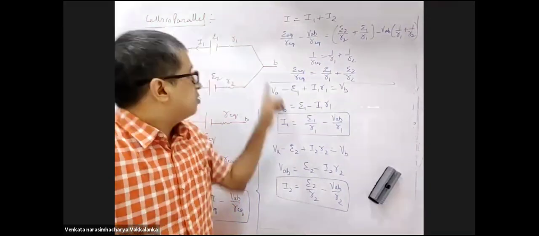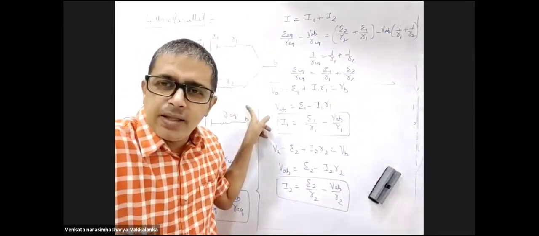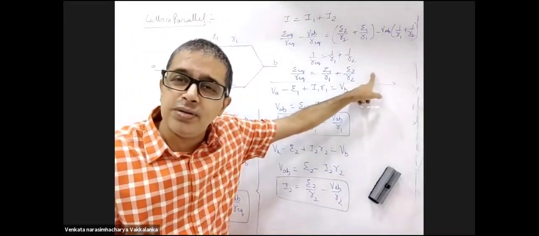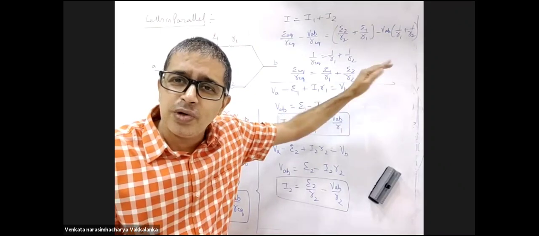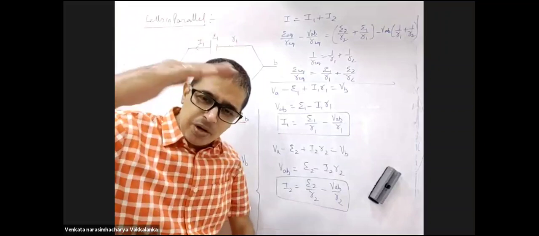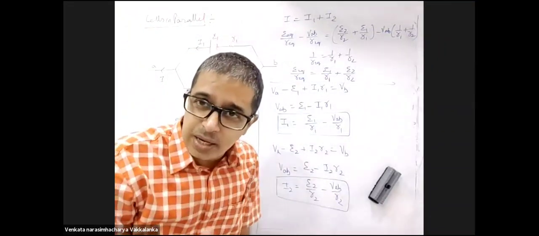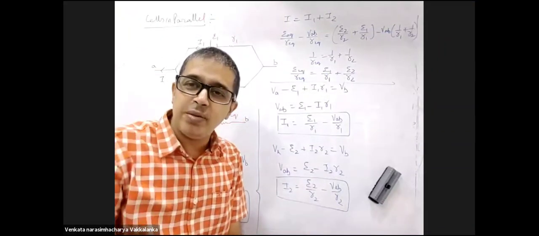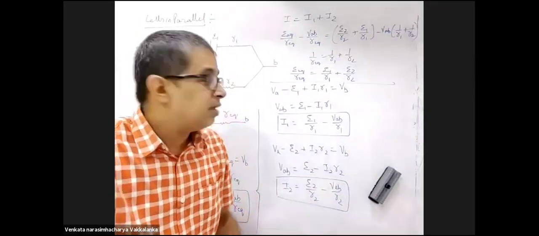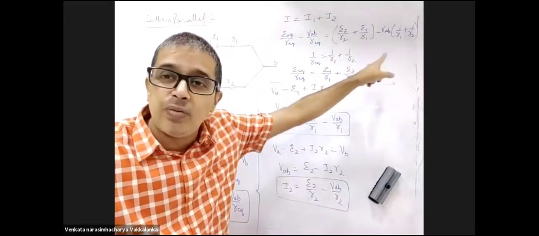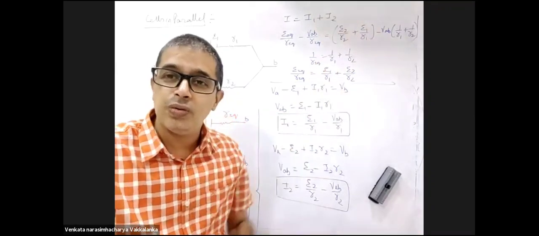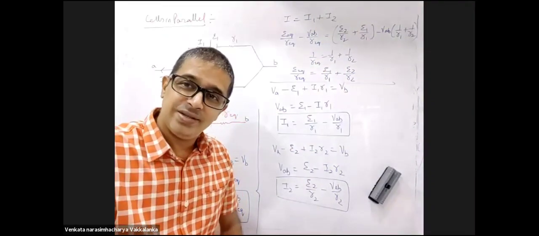What is it? Suppose I have a third battery: E1 by R1 plus E2 by R2 plus E3 by R3. Suppose I have a fourth battery, E4 by R4, up to En by Rn, n number of batteries in parallel. E equivalent by R equivalent is E1 by R1 plus E2 by R2 plus E3 by R3 up to En by Rn. 1 by R equivalent is 1 by R1 plus 1 by R2 plus 1 by R3 up to 1 by Rn. Yes.